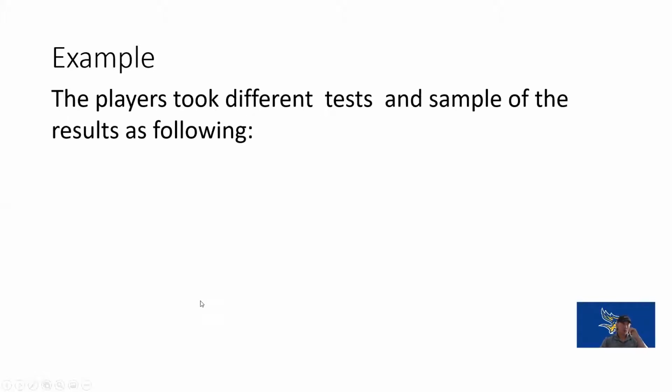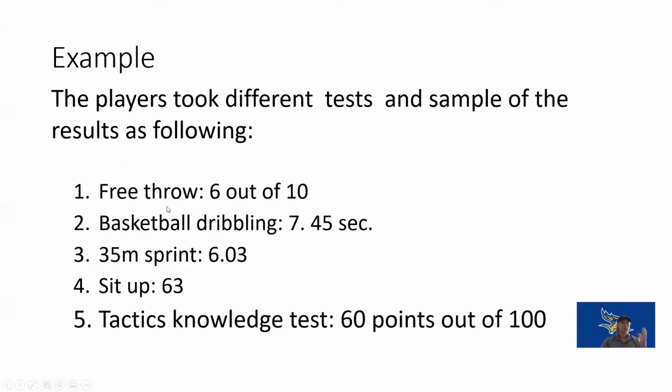Okay, so they have multiple different tests. Say a free throw test for free throw skill, basketball dribbling skill, 35-meter sprint for fitness, sit-up for fitness, and a tactical knowledge test. So we have 5 total tests over those 3 domains of fitness, tactics, and skill.